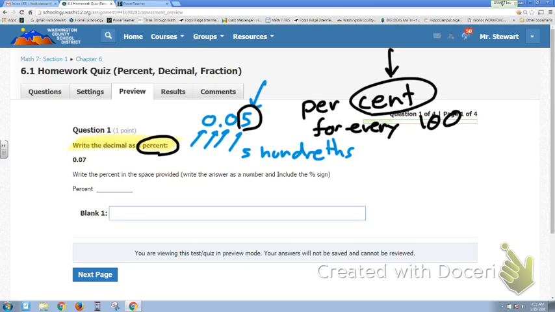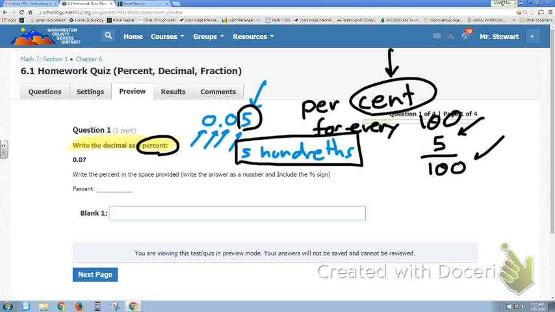If I were to write this as a fraction, 5 hundredths, I could write this as 5 over 100. This one just happens to be super easy because for every 100 can be written as 5%. Now, another way that people look at this: if you have the decimal, hundredths takes up 2 decimal place values.